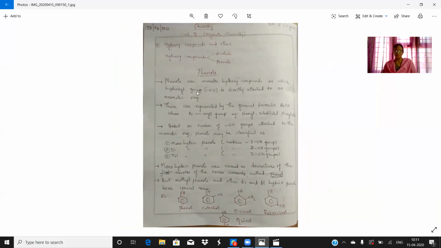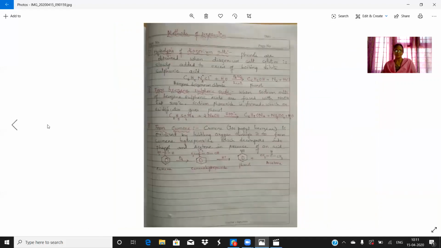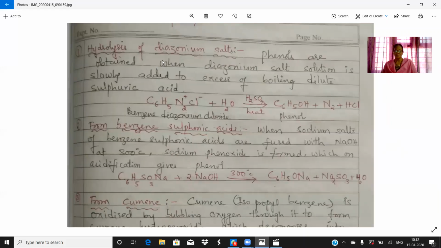Now let us see the methods of preparation of phenols. The first preparation is hydrolysis of diazonium salts. The phenols are obtained when diazonium salt solution is slowly added to excess of boiling dilute sulfuric acid. That is, benzene diazonium chloride is this one. This is hydrolyzed with sulfuric acid. Then we get phenol. The other products are nitrogen and HCl.